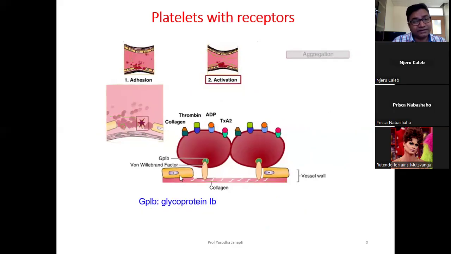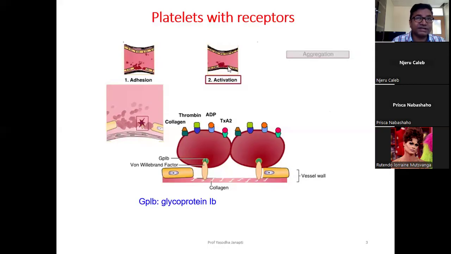You can see that when these factors are bound together, collagen is binding to its receptor, thrombin is also binding to its receptor, ADP will also bind to its receptor, and thromboxane also binds. So each platelet has its own receptors. When all these factors bind, all the platelets that were traveling in circulation will move to the walls.